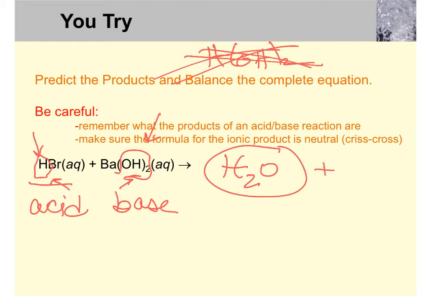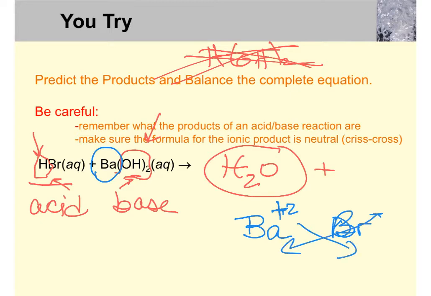And now the other product is going to be a salt, an ionic compound. So what's left in this case? We have our cation or the metal, barium. Now you need to be careful because with ionic compounds, remember, you have to assign common charges and crisscross. So barium's going to be combining with bromide. I know the charge of barium when it's an ion is +2 and bromide's -1. So this is going to ensure that I get the correct formula for barium bromide.